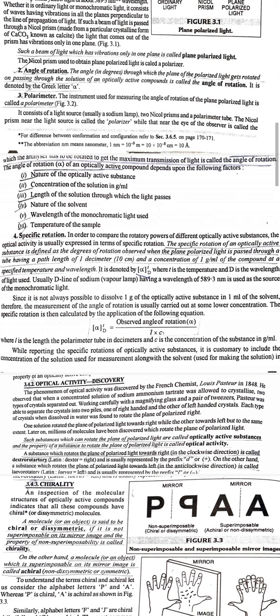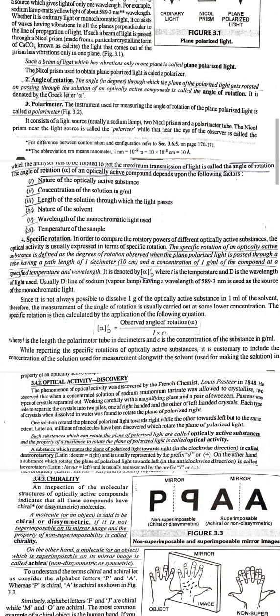Specific rotation. In order to compare the rotatory power of different optically active substances, the optical activity is usually expressed in terms of specific rotation. The specific rotation of an optically active substance is defined as the degree of rotation observed when plane polarized light is passed through a tube having a path length of 1 decimeter and a concentration of 1 gram per milliliter of the compound at a specific temperature and wavelength.